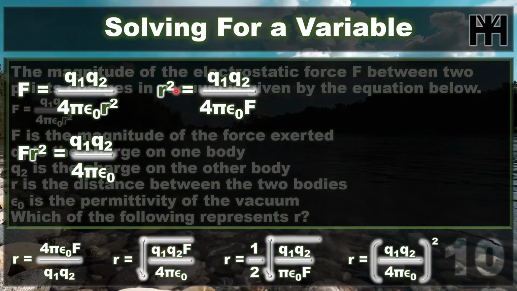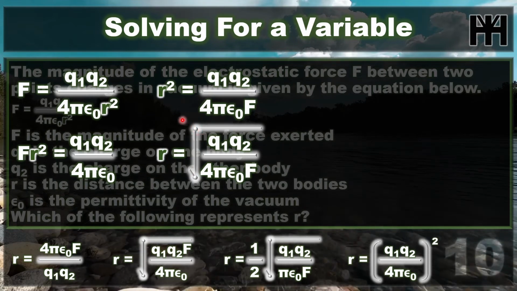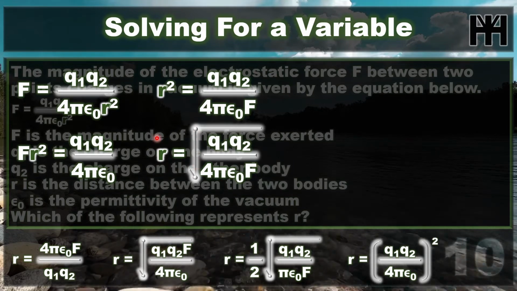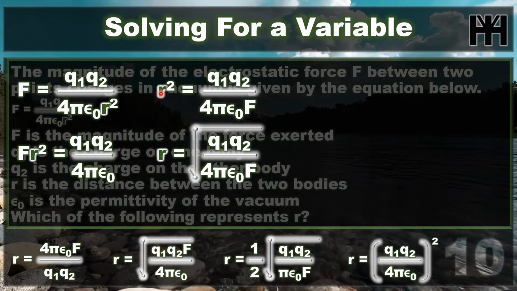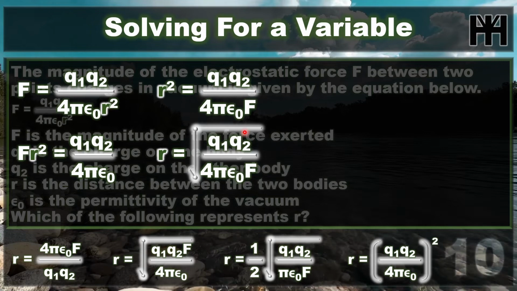Then the final step here is to get rid of the square. How to get rid of the square? Take the square root of both sides. So the square root of r squared will be r, and the square root of this expression. Okay, now we have got r.